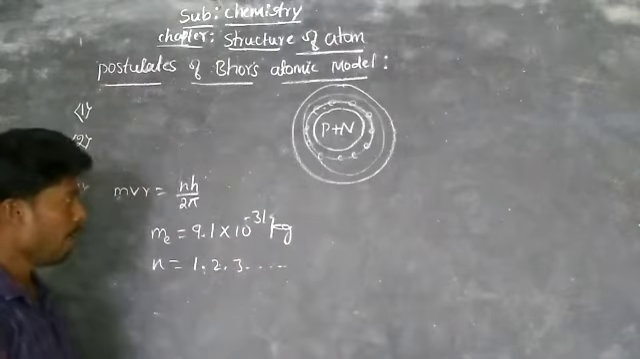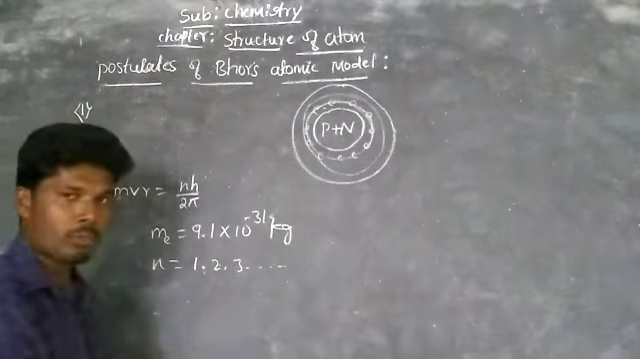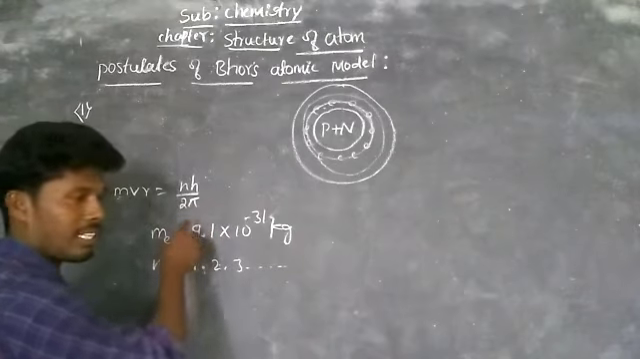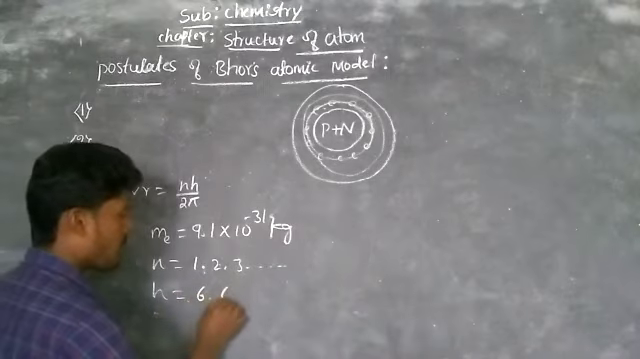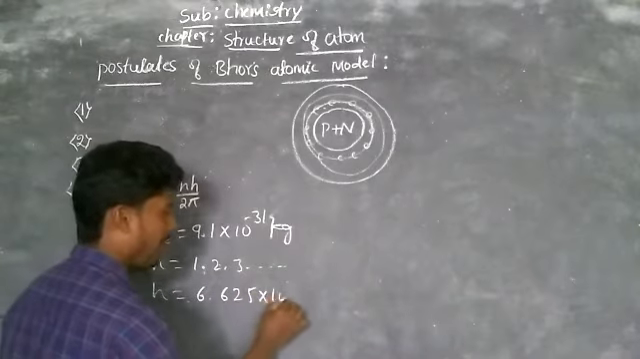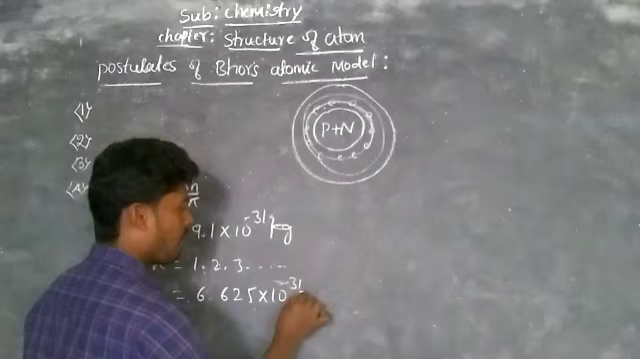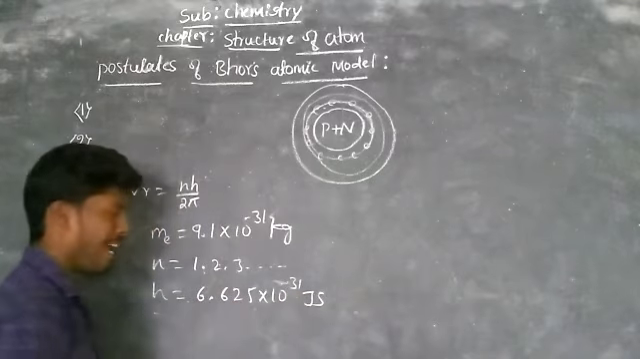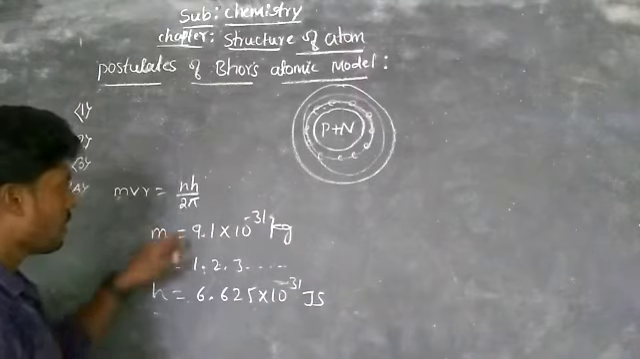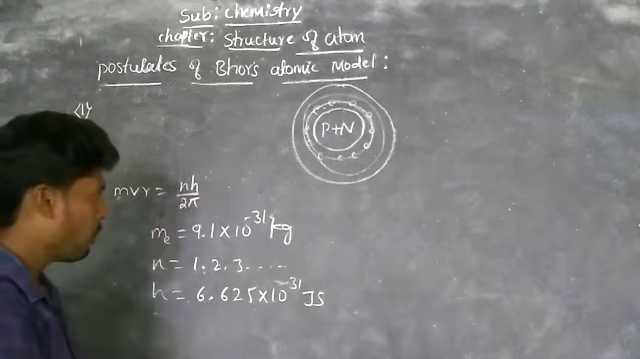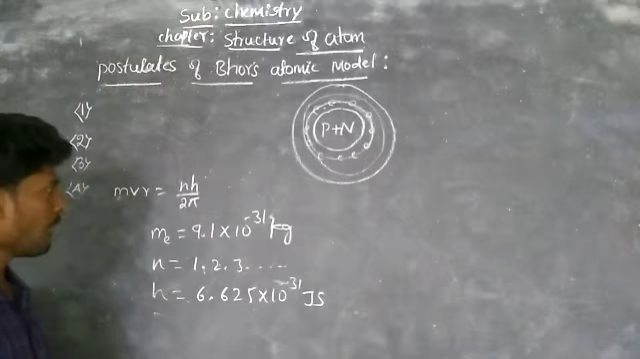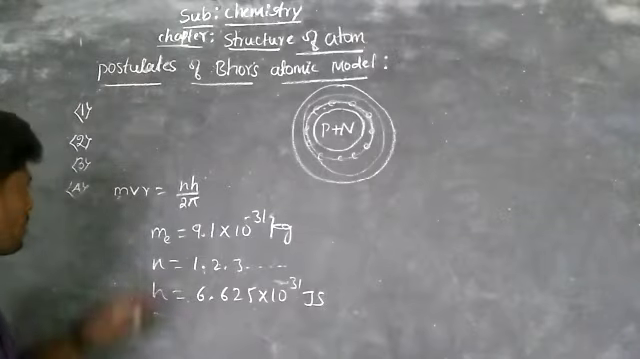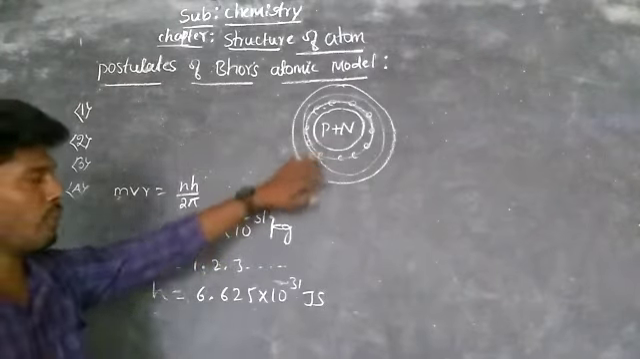That is an integer. Then h is Planck's constant. Sorry, h is equal to 6.625 into 10 power minus 34 joule seconds. This is Planck's constant h. Then pi is the constant value 3.14, and n is the integer. So this is the angular momentum for a moving electron.